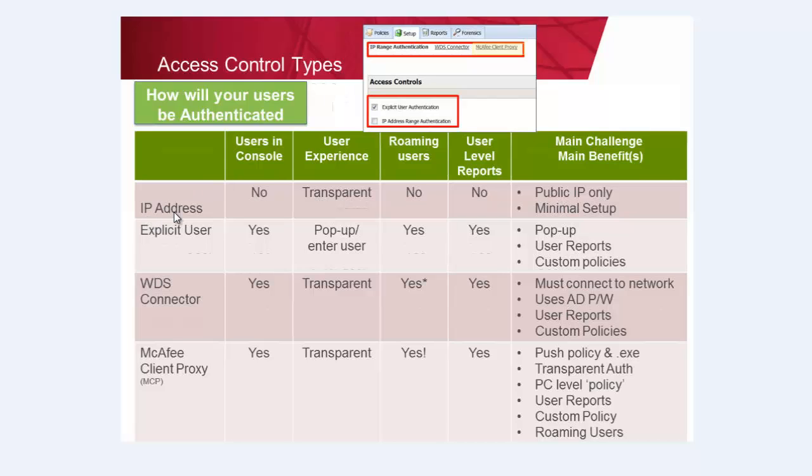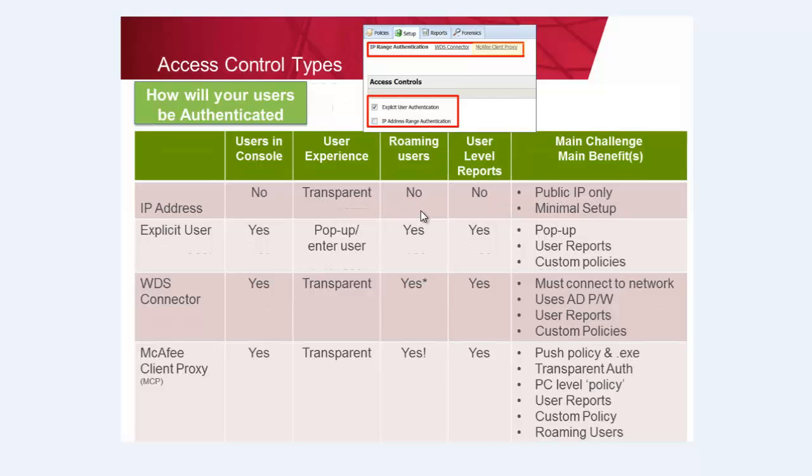Start with IP range authentication. This is a one-size-fits-all default policy. This works well for management simplicity and user protection. The users don't have to log into anything. You don't have to even create users in the console. This option does not work for roaming users, however.